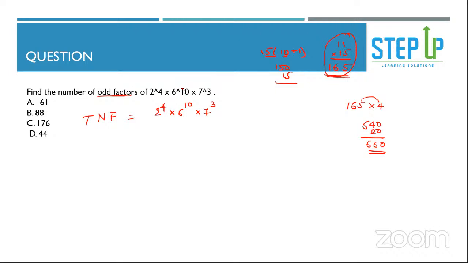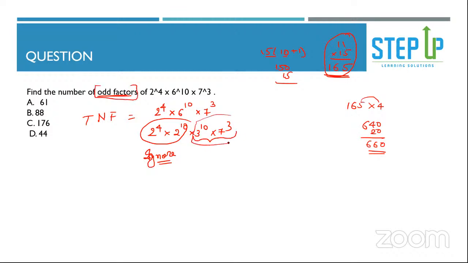If I want to solve, 44 is the answer. 2 to the power 4 into 2 to the power 10 into 3 to the power 10 into 7 to the power 3. I will ignore this part completely because I have to calculate odd factors. So I'll be considering just this part in the picture. We will be focusing on this part only. So 3 to the power 10 means 11 into 4. So 44 will be your answer. Many people already answered that.